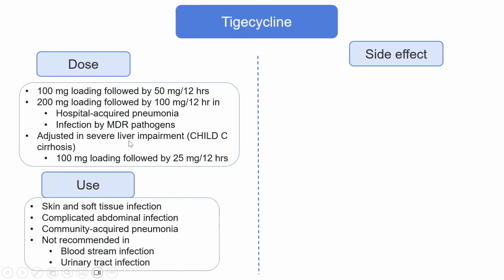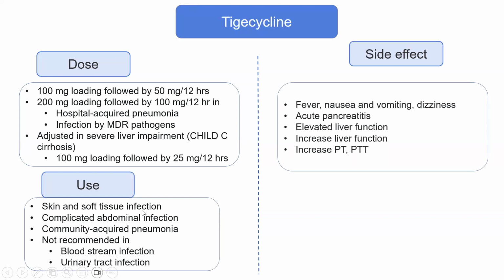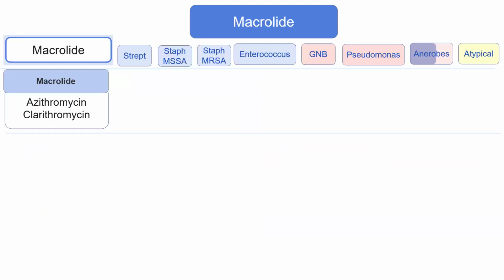It's used mainly for skin and soft tissue infection, complicated abdominal infection, and community-acquired pneumonia, but it is not recommended in bloodstream infection and urinary tract infection. The main side effects are nausea and vomiting, and elevated liver function.